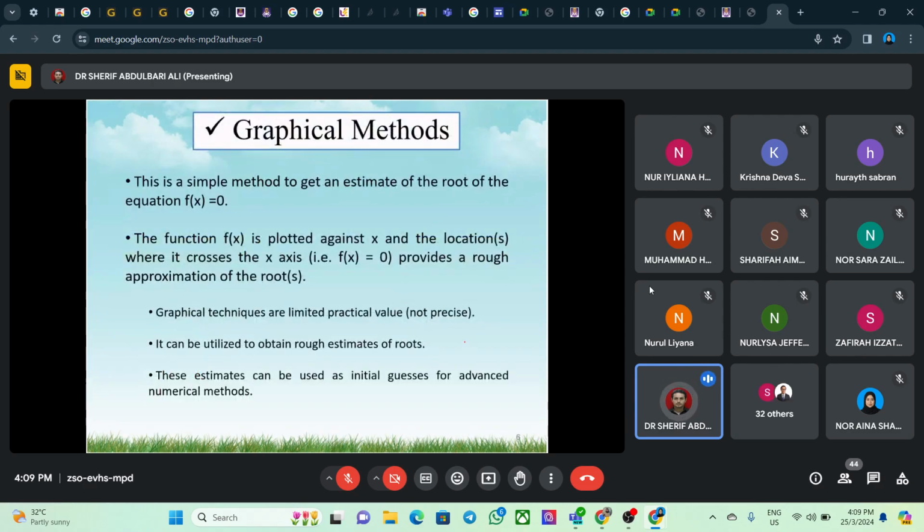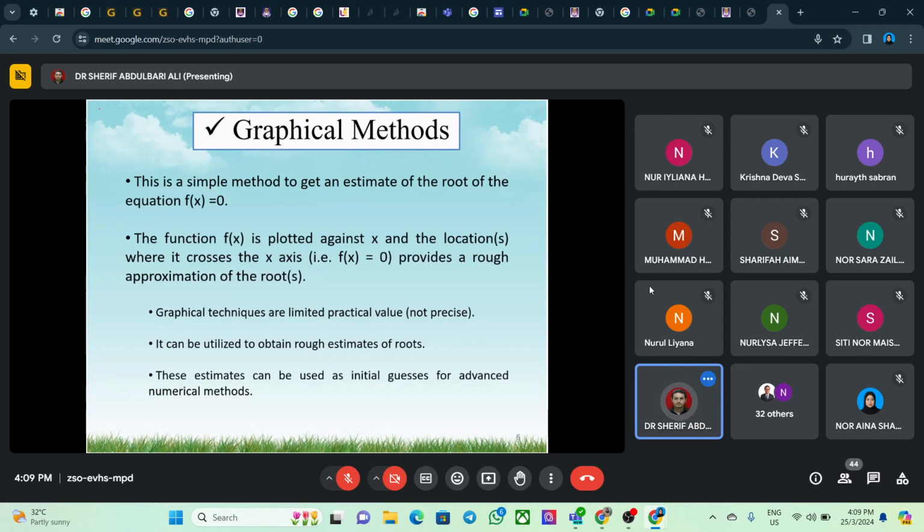Okay, so the graphical method is one of the bracketing methods. It's a very simple method to get an estimate of the root of the function when it is equal to 0. So what actually is the graphical method, and what are we going to do with it? By the way, you are not going to have any question coming from the graphical method because it's very easy. But what's the use of the graphical method? It will help you get some idea of where the root actually falls. So the function is plotted against the x-axis, and the location where the function crosses the x-axis will give us the root.